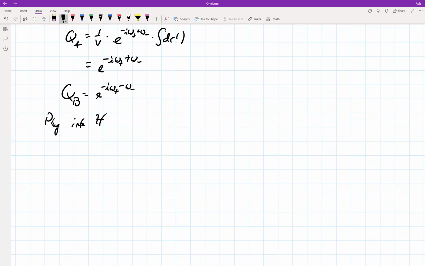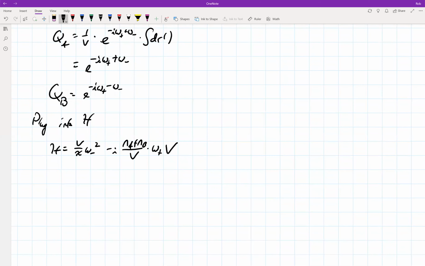And what we find is that we'll have V over chi W minus squared, minus i (NA plus NB) over V times W plus. And this (NA plus NB) over V is the rho naught. So I'm just writing that out in terms of the total number of species over V. So the volumes will cancel out. Then we'll have minus NA minus iW plus, W minus NB iW plus, minus W minus.